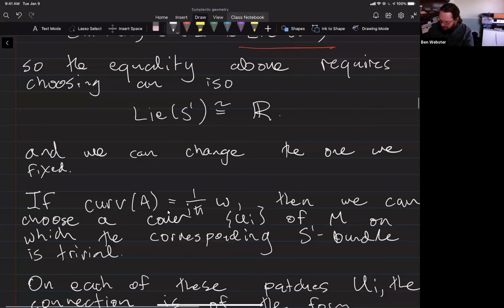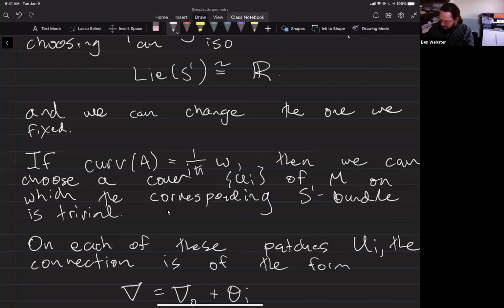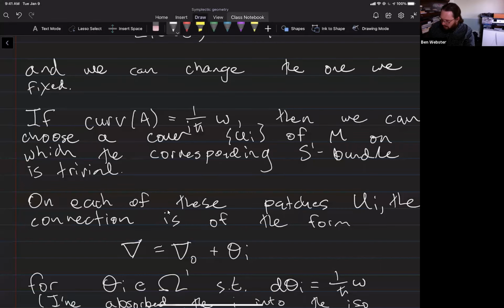So just be aware. That's not as scary as you might think. All right, so I need to find a connection whose curvature is the symplectic form.